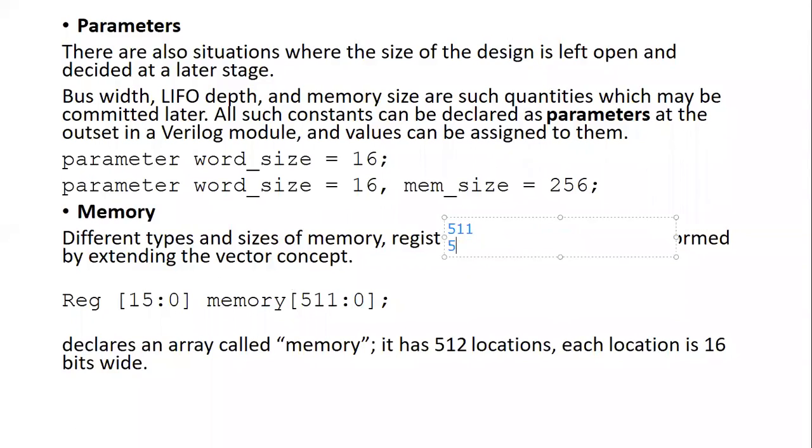This will be the 510th location. It will go up to the 0th location. So 0, 1, 2, 3 up to 511. In total there will be 512 locations, and each location is 16-bit in size, so you can store 16-bit data. This will be the 15th bit, 14th bit, 13th bit, like that you can store up to 16 bits for each memory location. So it is like an array, a two-dimensional array. So memory declares a two-dimensional array.